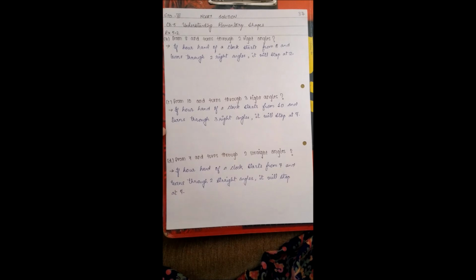Next is from 10 and turns through 3 right angles. If the hour hand of a clock starts from 10 and turns through 3 right angles, it will stop at 7: 10 to 1, 1 to 4 and 4 to 7. From 7 and turns through 2 straight angles. If the hour hand starts from 7 and turns through 2 straight angles, straight angle means 180 degrees, it will stop again at 7 only.